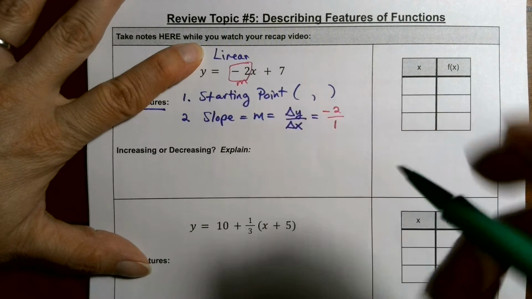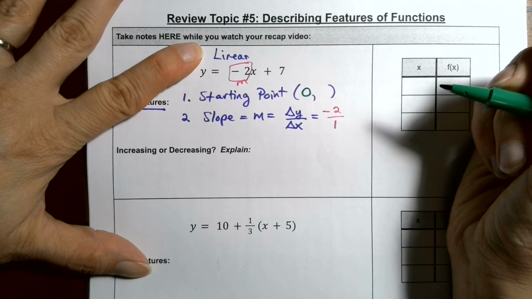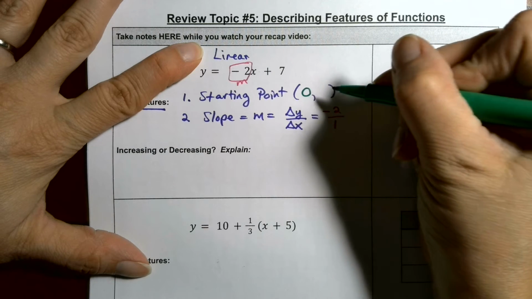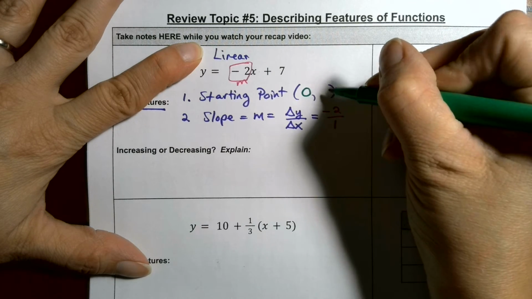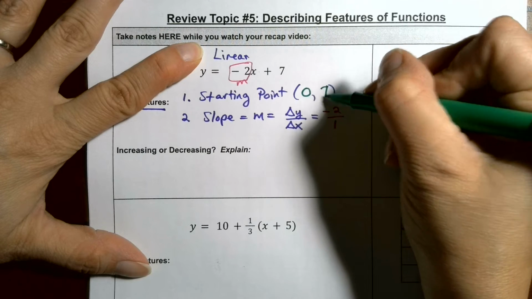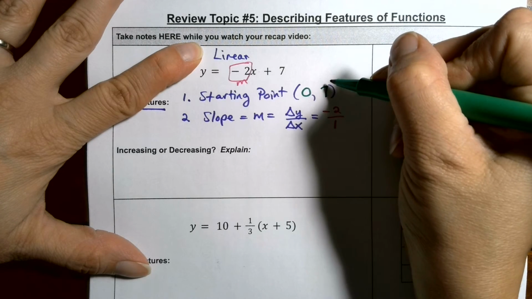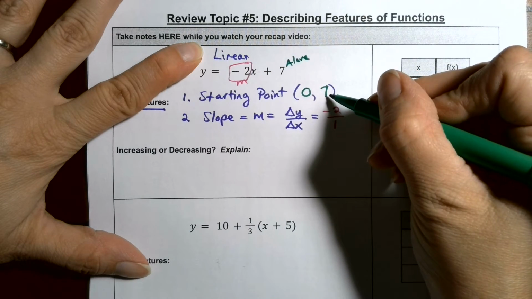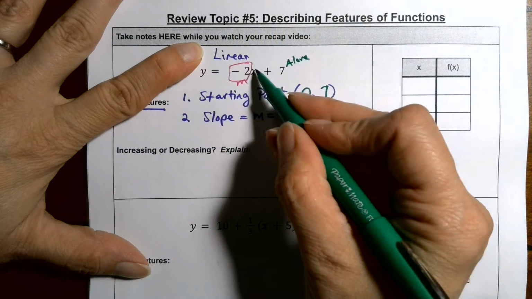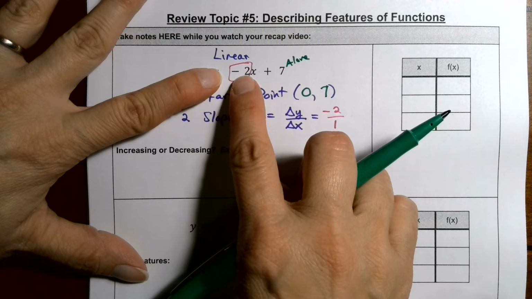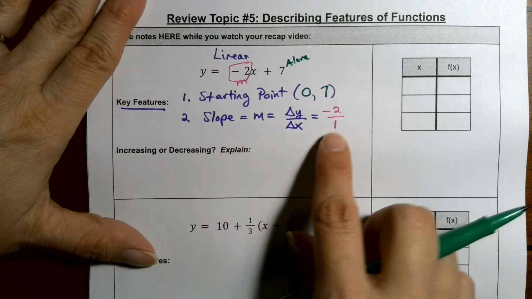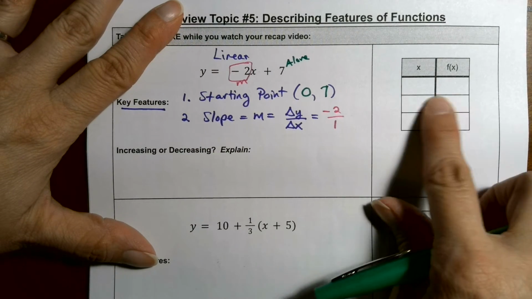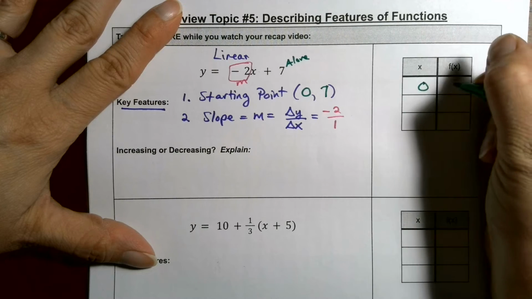The starting input is 0. The starting output, or y value, is always alone, and that is going to be a +7. So the value that is alone is the y value. The x value is by x, and in front of x is the slope. I'm going to put this starting point over here in my table.